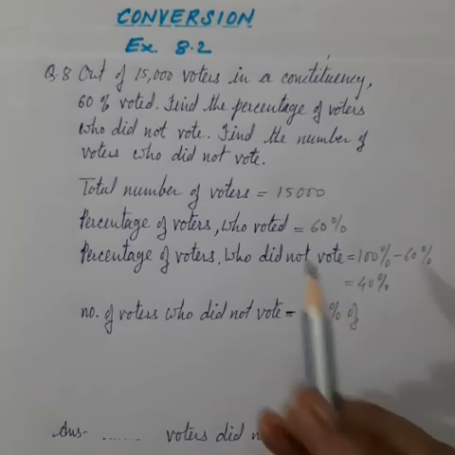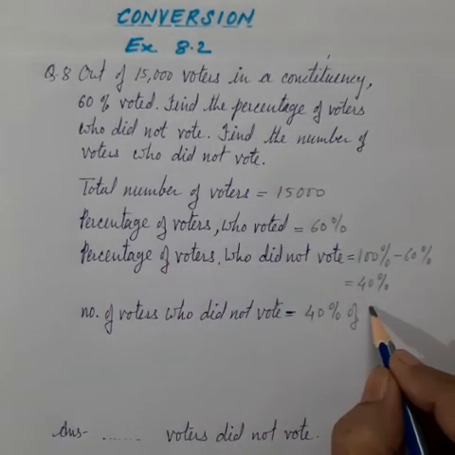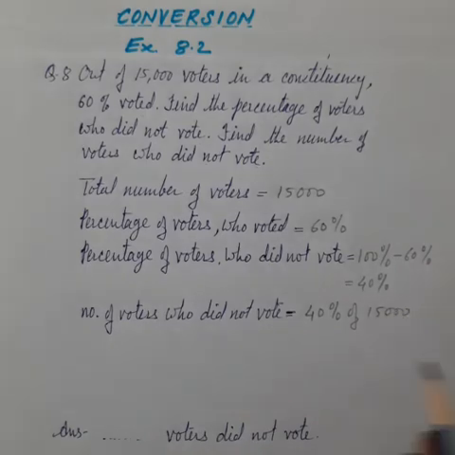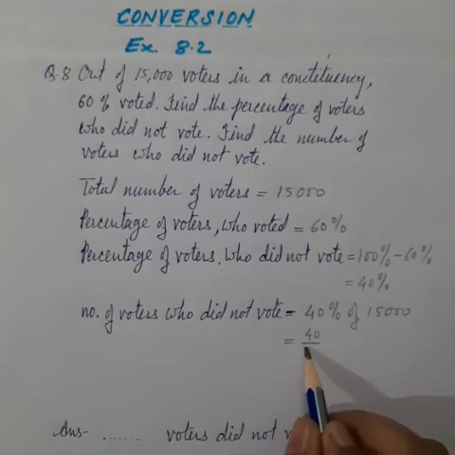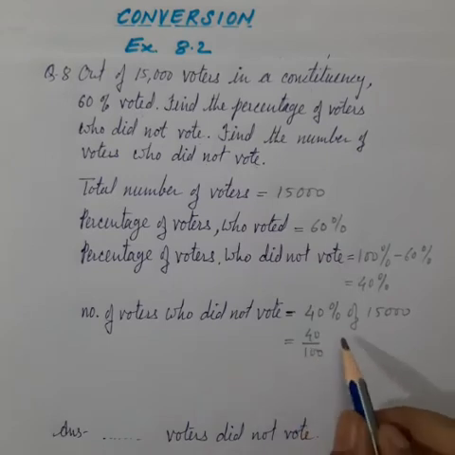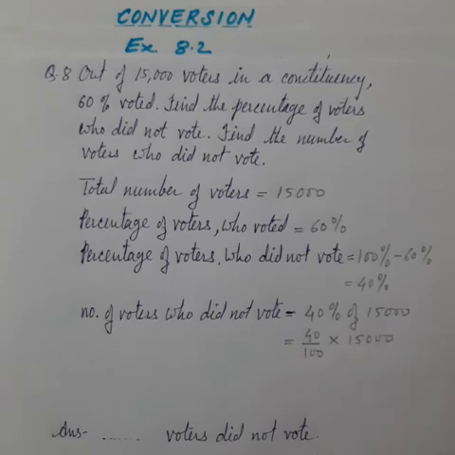To find this, we have to find out 40% of the total voters, 15,000. Now for 40 percent, write 100 in the denominator, of means into, and 15,000. Now we have to solve this. 100 in the denominator and this 15,000 is a multiple of 100. So 100 ones are 100 and 100 150s are 15,000.